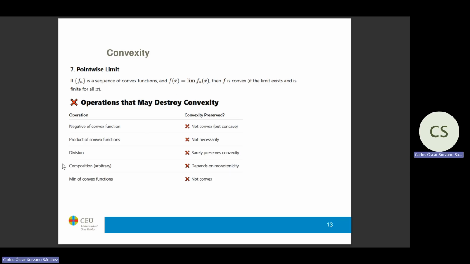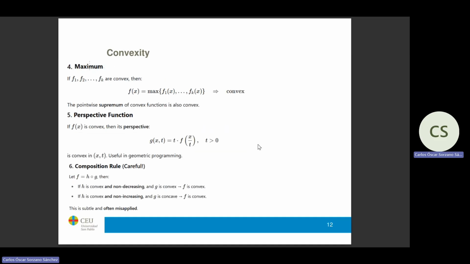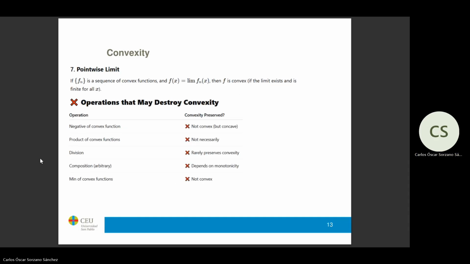And some operations destroy convexity. So the negative of a convex function is not convex. Actually, it is the opposite, it is concave. Multiplying two convex functions may or may not be convex. Division, the same. The composition in general is not convex. We have seen that it depends on the monotonicity. Okay, so there are some monotonic constraints. And the minimum is not convex.